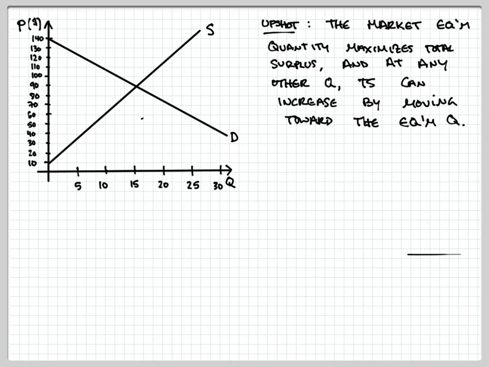So the implication here is that the market equilibrium, this value here, where quantity supplied and quantity demanded are equal, is efficient. No other market outcome will achieve a higher level of total surplus. Governments can't come in and raise total surplus by changing this allocation.